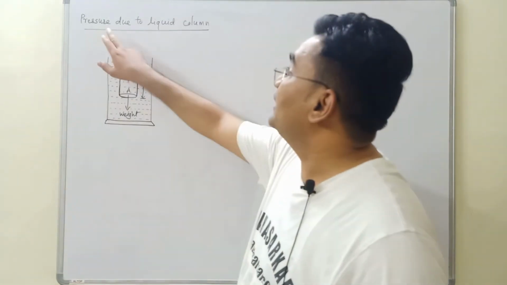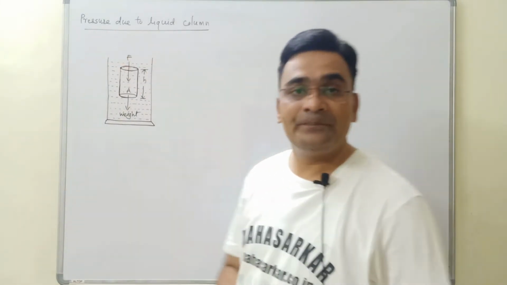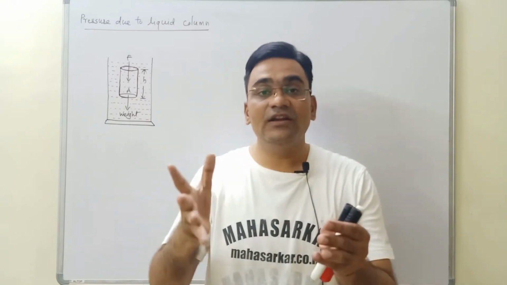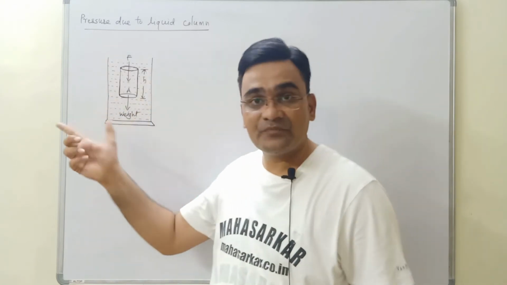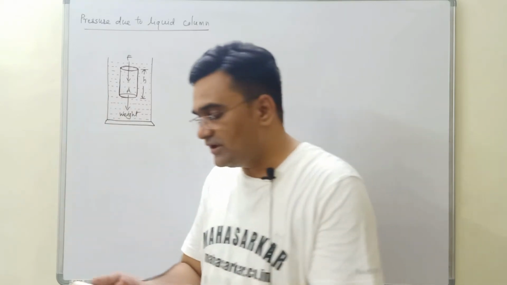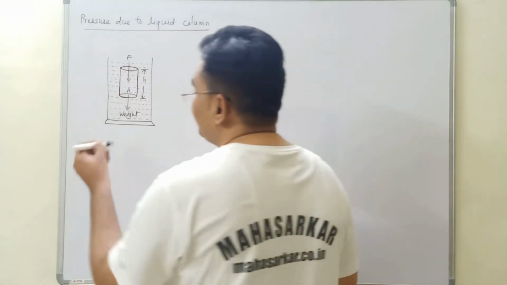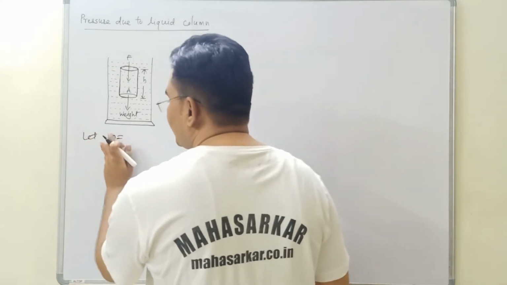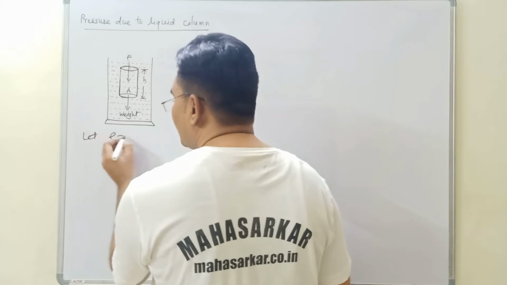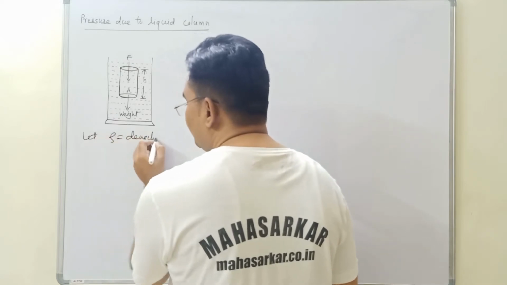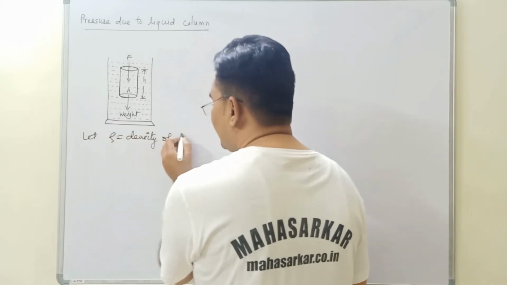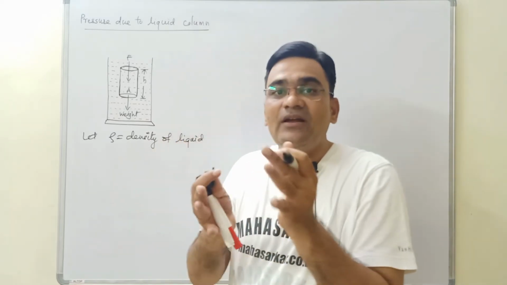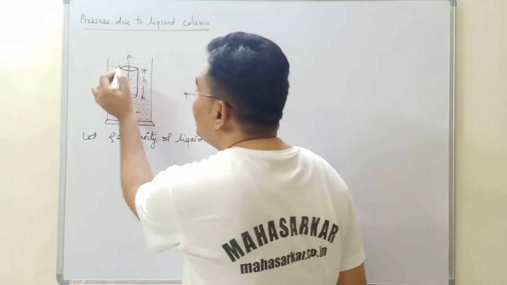Now we will learn pressure due to liquid column. In this case, we are going to assume that liquid is filled in a container. So a few things about the liquid that we will write. Let rho be the density of the liquid which is filled. Now we consider that the liquid has made its own cylinder. So this is the cylinder.